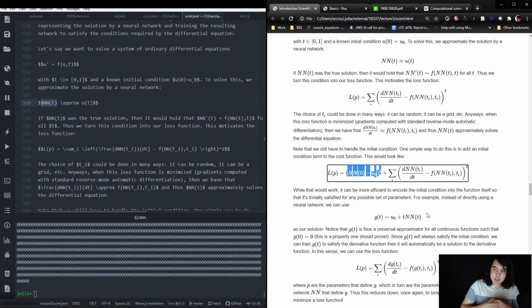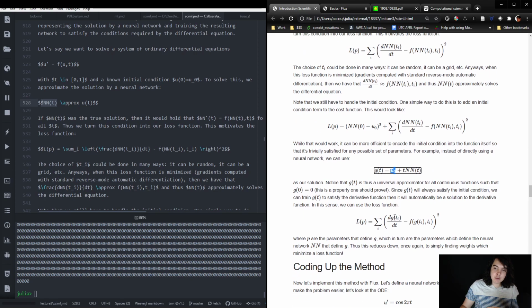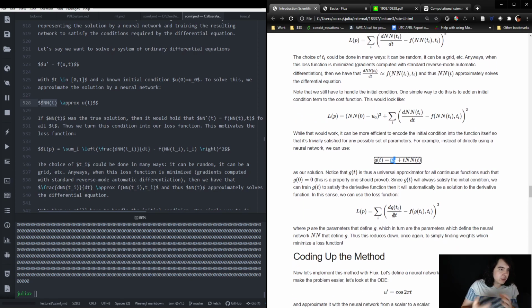So here I can define g of t equals u0 plus t times the neural network at t. When t equals 0, then g of t equals u0. And when t is non-zero, then I have a universal approximator added to it. So this is a very nice way to construct a function, a universal approximator, which is always u0 at time t equals 0. And this is a universal approximator over the space of continuous functions, because this will continuously change away from u0 around that point.